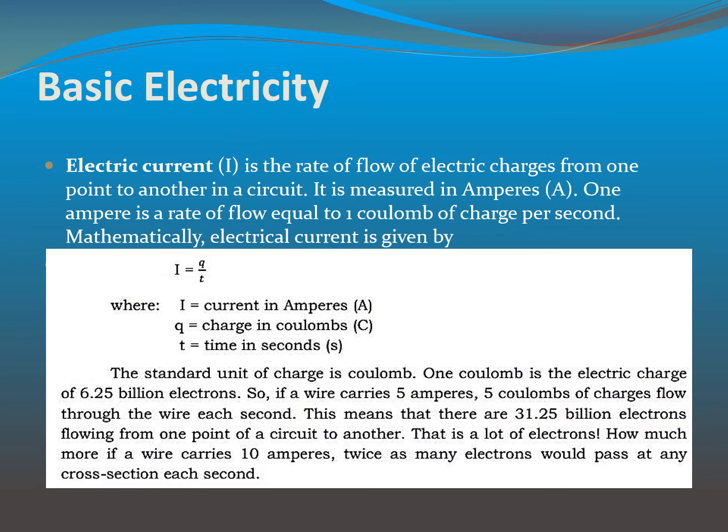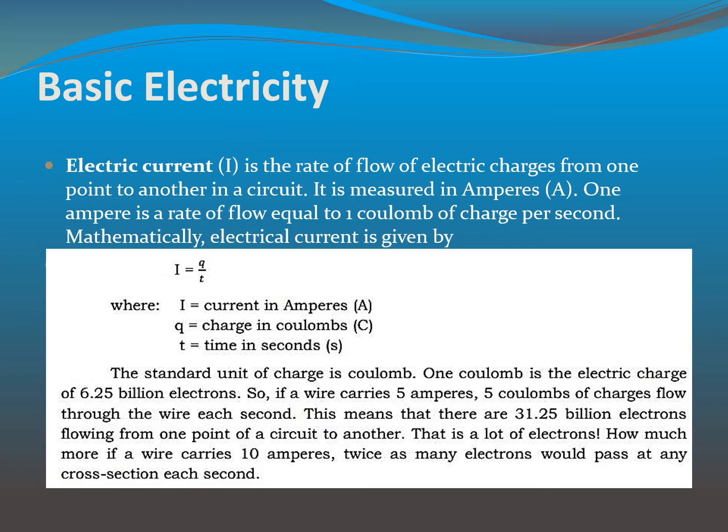Alright, so in continuation, the electric current, of course you have the symbol, a big letter I, is the rate of flow of electric charges from one point to another in a circuit. So it means that from the main source of energy, or the voltage, the electric current will flow its charges from one point to another, from the main source to the wirings and to the main unit, like for example, a computer.